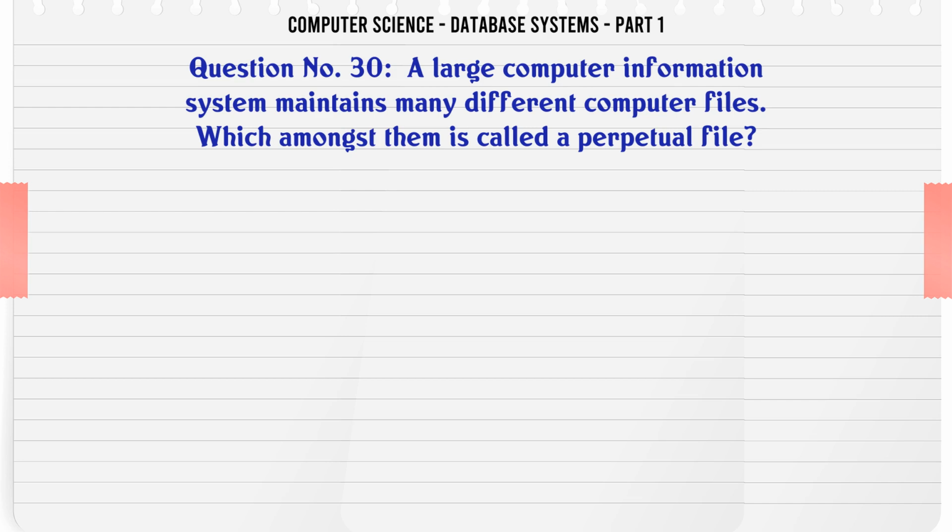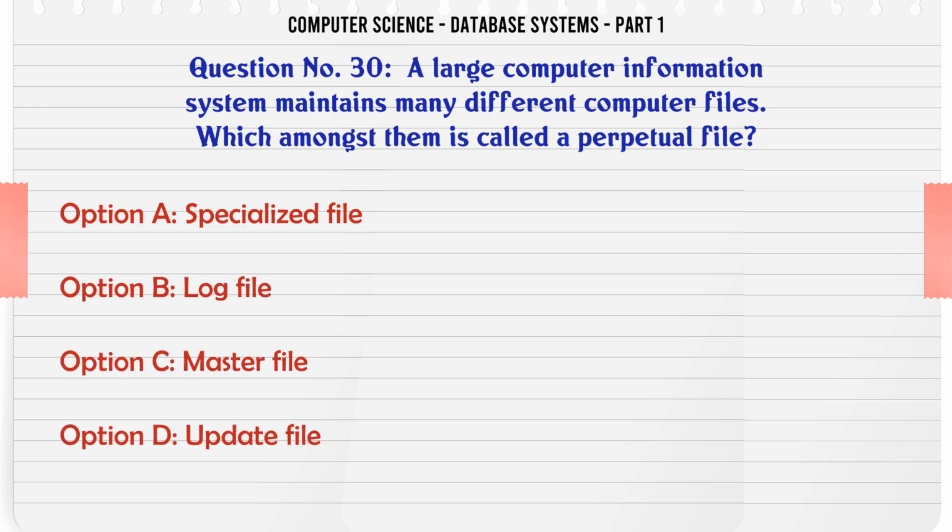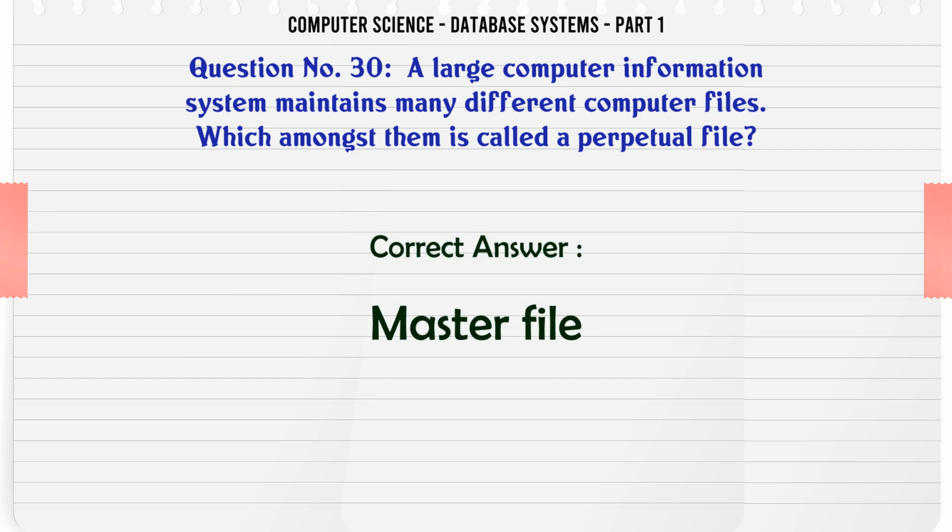A large computer information system maintains many different computer files. Which amongst them is called a perpetual file? A. Specialized file. B. Log file. C. Master file. D. Update file. The correct answer is master file.